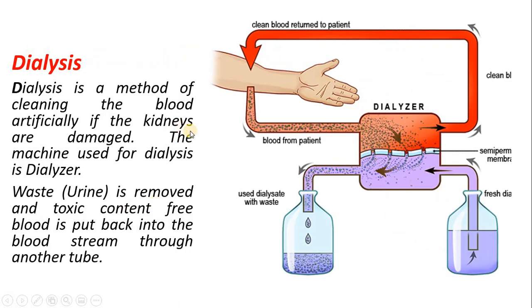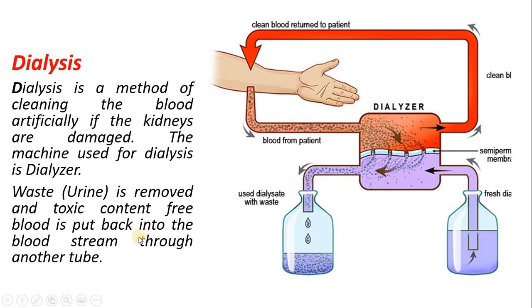Now dialysis. What is dialysis actually? In our kidney, what is happening? The blood is being filtered. The toxic substances present in our blood are being filtered. But if the kidneys of a person are damaged, then that person has to go for artificial cleaning of blood, that is dialysis. So what is actually dialysis? Dialysis is a method of cleaning the blood artificially if the kidneys are damaged.